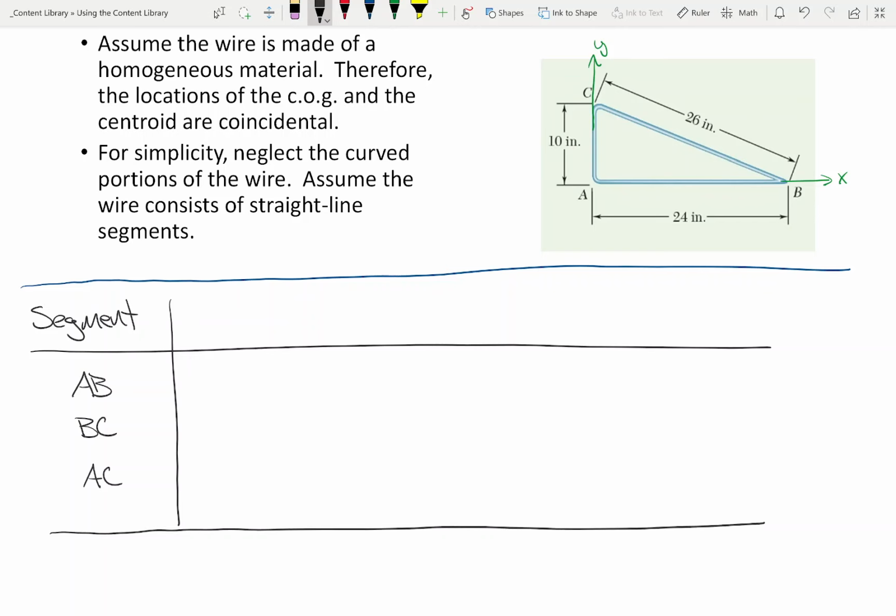Okay. So the first thing that we'll do is we're going to treat this the same way that we did the last problem. But remember, the first thing that we did was we computed the areas, and then the x and xa, and then y, then ya. Now we're going to do the lengths.